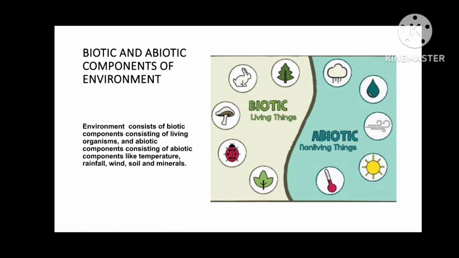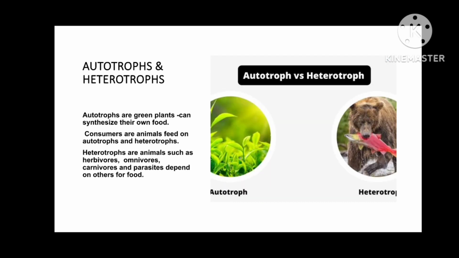Living components include plants. Plants are called producers, as they are also called autotrophs. Producers because they produce food for all the living organisms found on this earth. They are called autotrophs as they are able to make their own food by the process of photosynthesis.